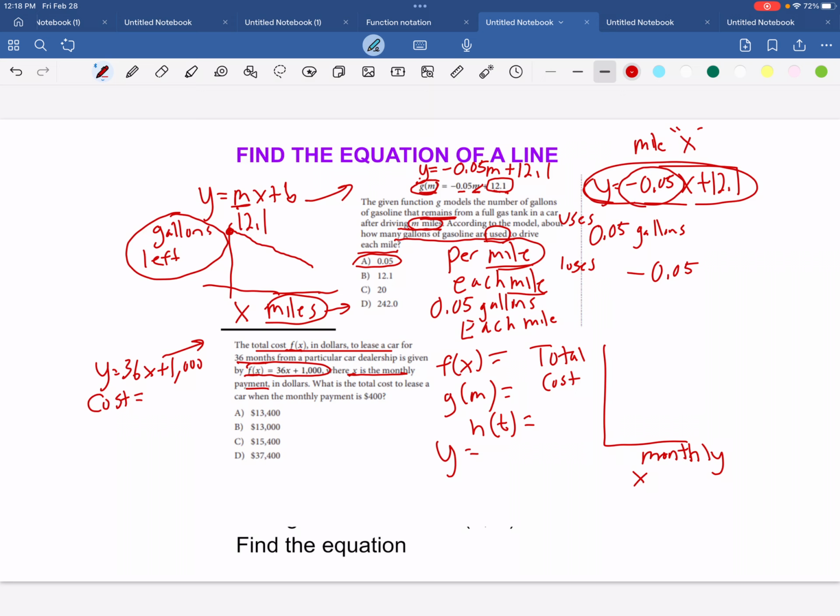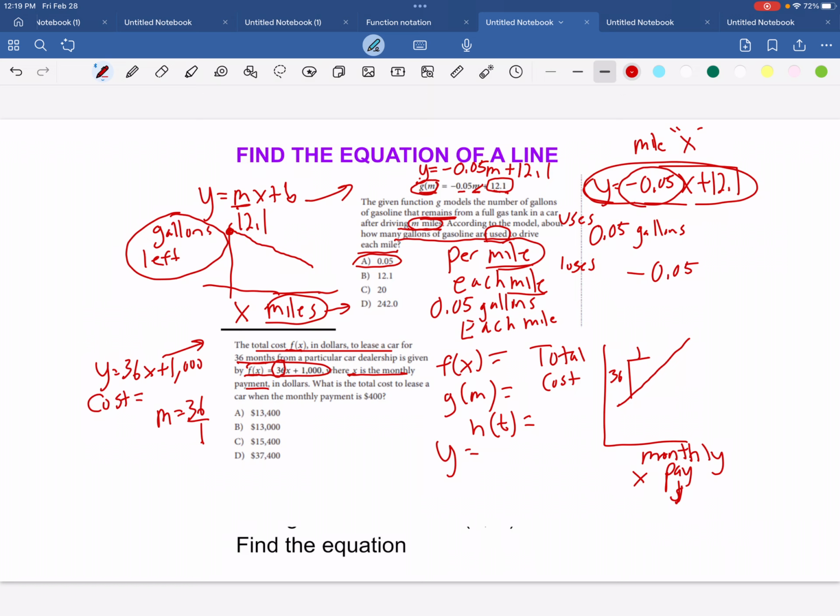Well, let's look at what we know right away. We know that 36 is in front of the x. That's the slope. Remember, slope can also be written 36 over 1. So that means whatever we start with, we're going to go up 36 for every 1 we go over. And x is the monthly payment in dollars, how much you have to pay.